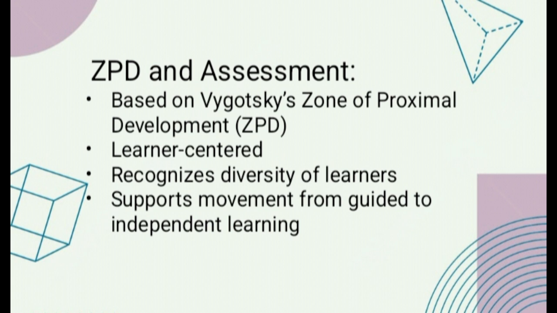So, next is the ZPD and assessment. ZPD, or Zone of Proximal Development by Vygotsky, suggests that students learn best when guided slightly beyond their current level. And of course, the assessment should be learner centered, inclusive of student diversity, and help move from guided to independent learning. For example, a teacher gives hints during a problem solving task but gradually withdraws support as the student gains confidence.